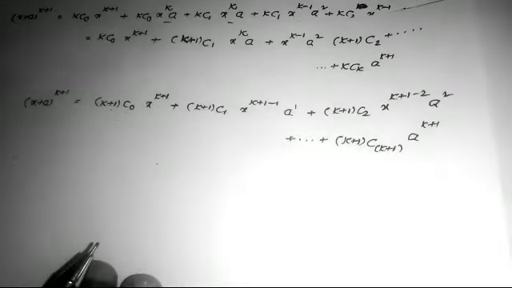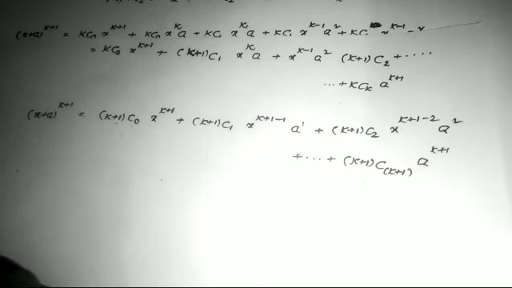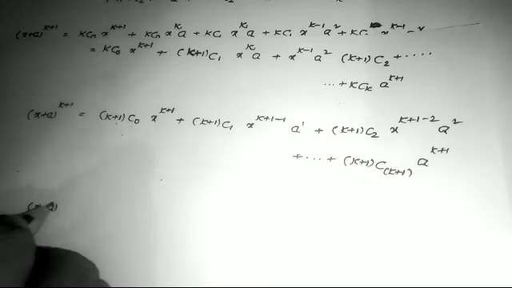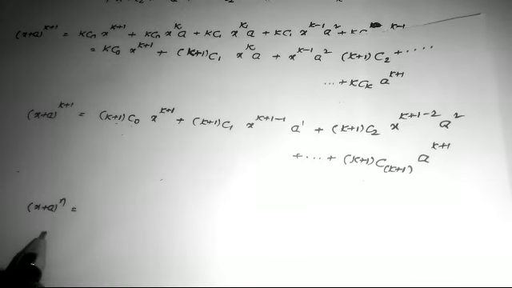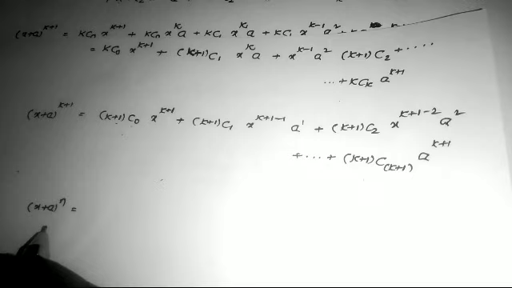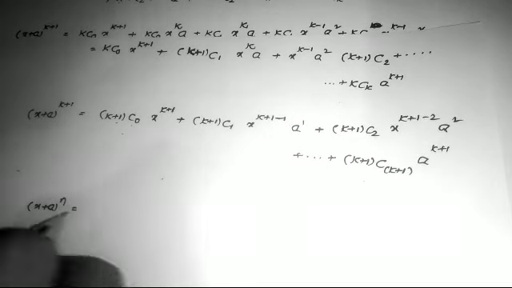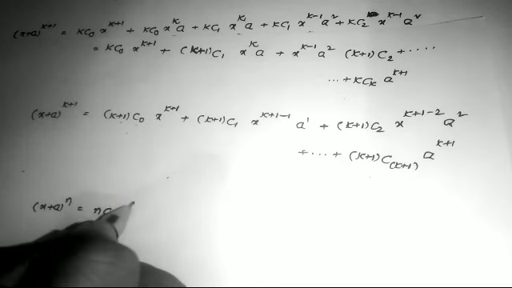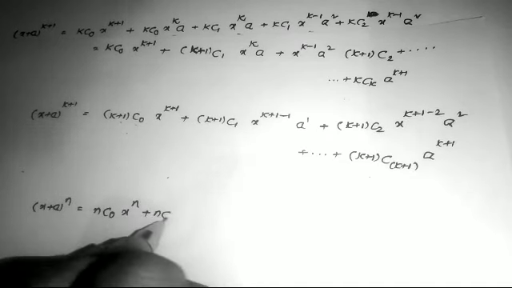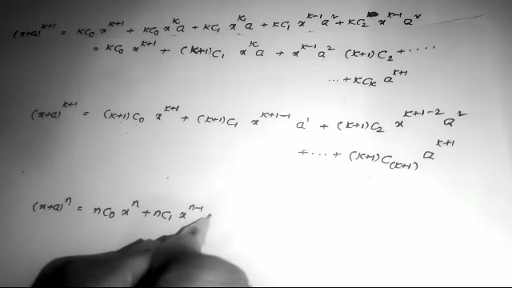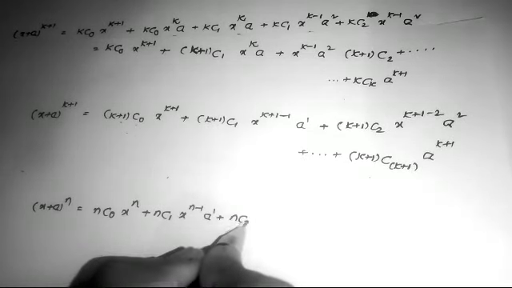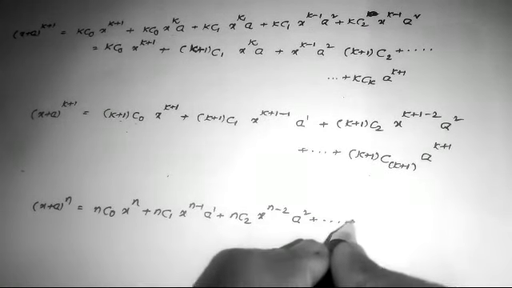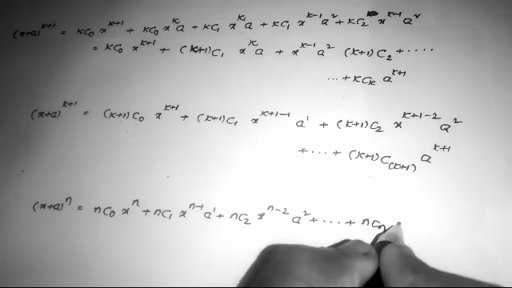Okay. Now check this result with the given statement of the binomial theorem. First I am writing the binomial theorem statement here. What is the binomial theorem statement? (x + a)^n is equal to nC0 into x^n plus nC1 into x^(n-1) into a^1 plus nC2 into x^(n-2) into a square, and so on. The last value is nCn into a^n.